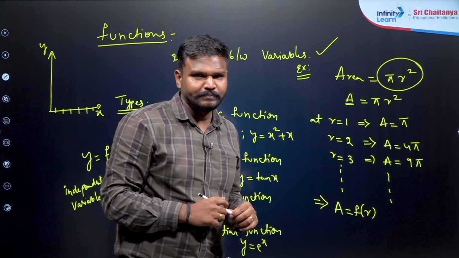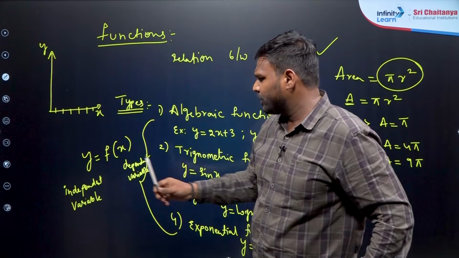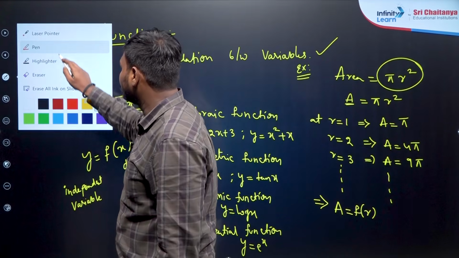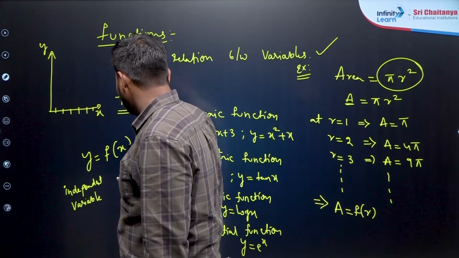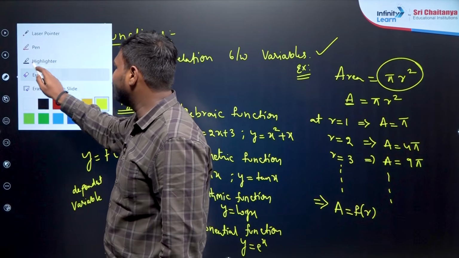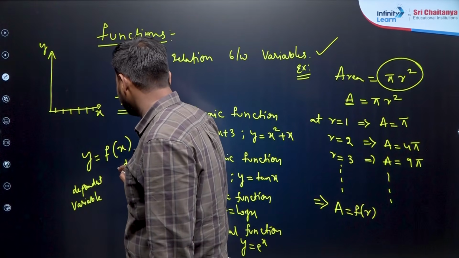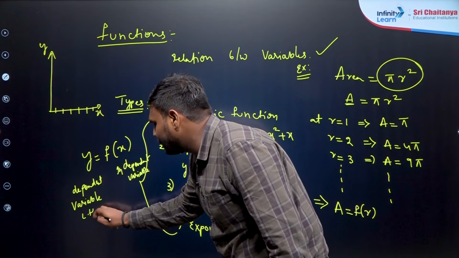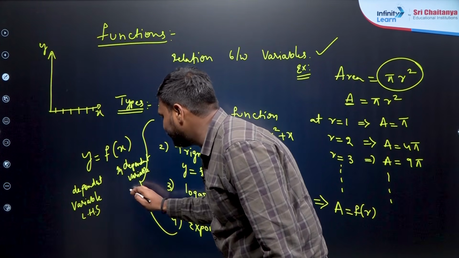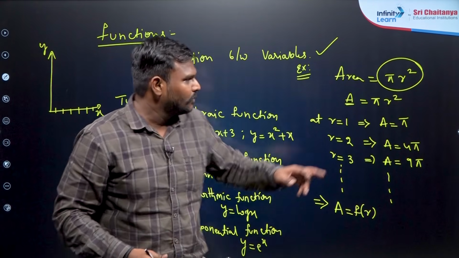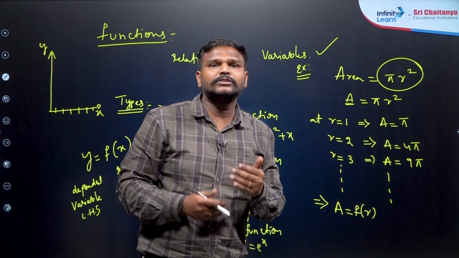Is that clear? So that is why the left hand side variable we are calling the dependent variable, and the right hand side variable we are calling the independent variable. Okay, left hand side depends on the function, right hand side will change independently. Okay, so let us go forward.